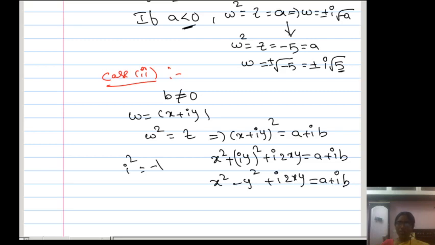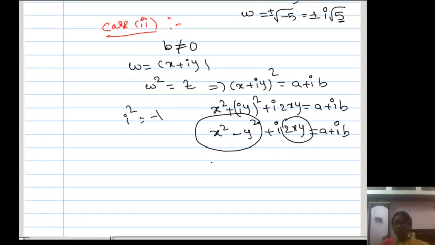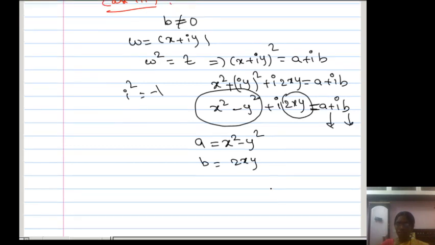Now tell me, equality of two complex numbers. What is the real part here? x square minus y square. What is the imaginary part? 2xy. Now by comparing equality of two complex numbers, the real part in this complex number is a. The imaginary part in this complex number is b. Both are equal because it is equality. So now I have written a is equal to x square minus y square, b is equal to 2xy. I want to simplify this.